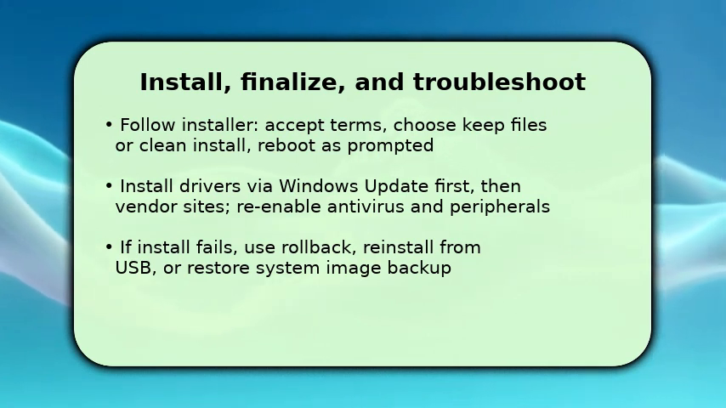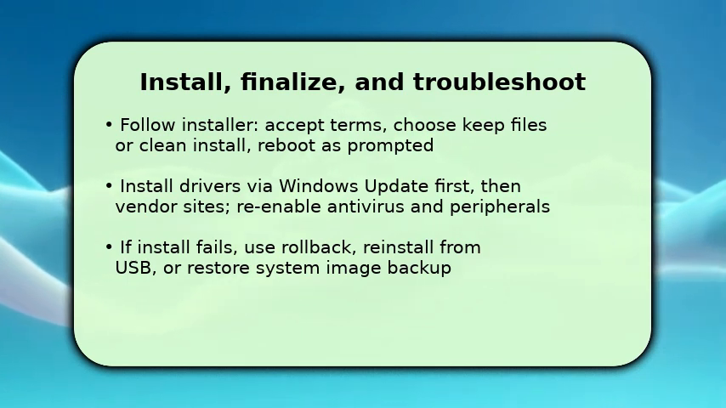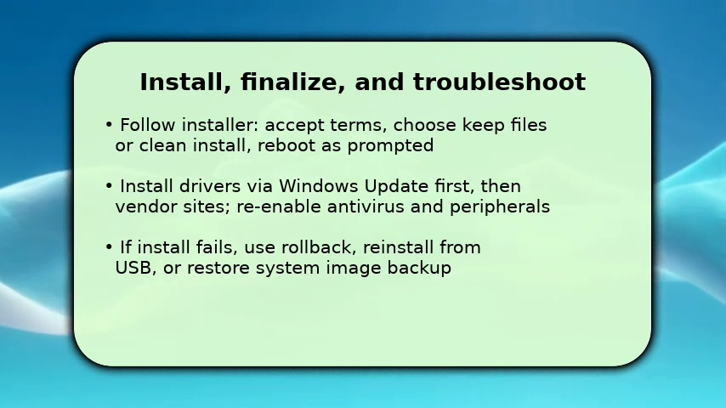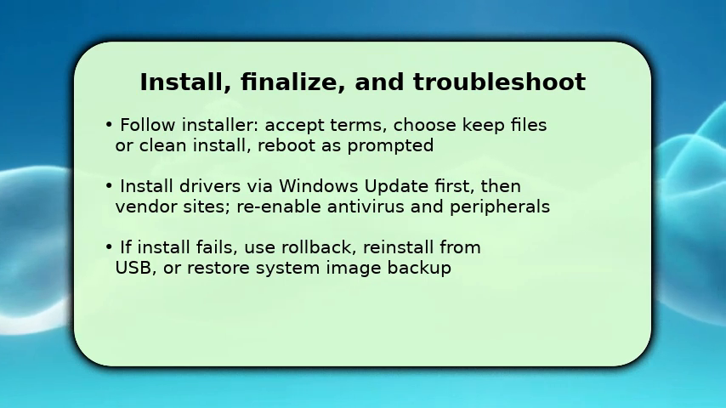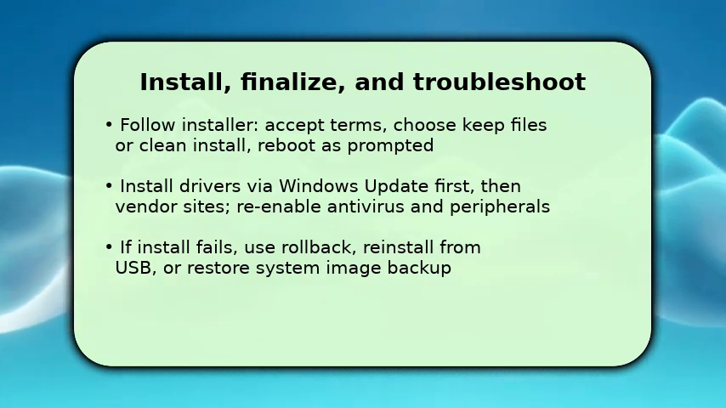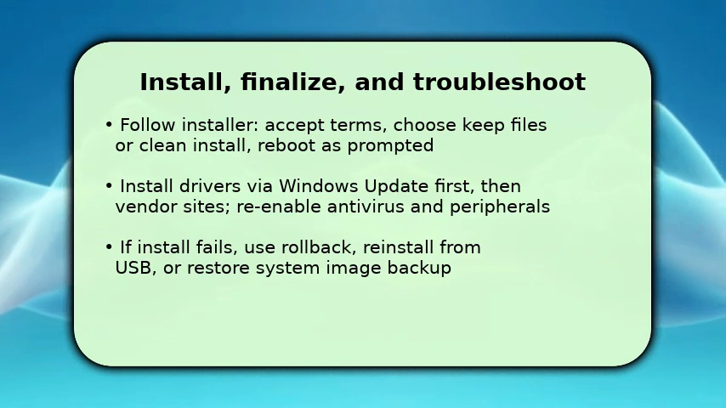After setup, run Windows Update to fetch drivers and security patches, and then visit hardware vendor sites for any missing drivers. Re-enable antivirus and reconnect peripherals. If something goes wrong, immediately try the rollback to Windows 10 from settings if available, or boot the USB to repair or restore the system image you created earlier.